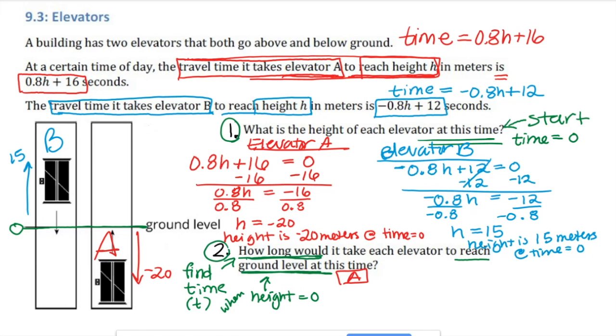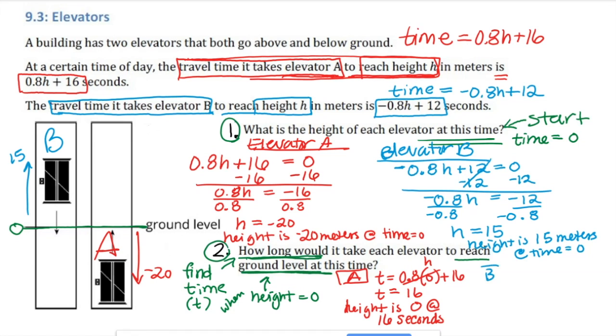So I'm going to go back to my original equation setup, and I'm going to say, okay, well, if I need to find the time when h is 0, right? So if h is 0, 0.8 times 0 cancels out, and I'm left with 16. So the height is 0 at 16 seconds. It's as easy as that.